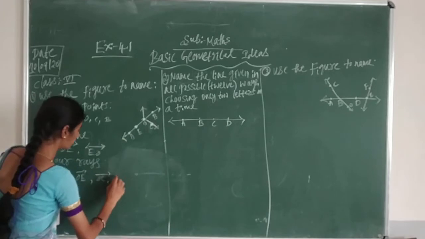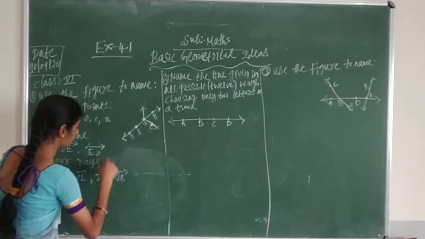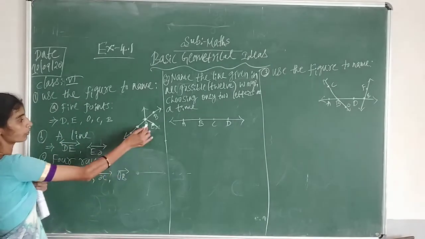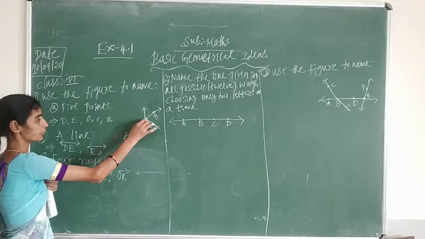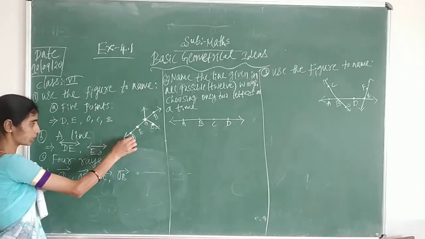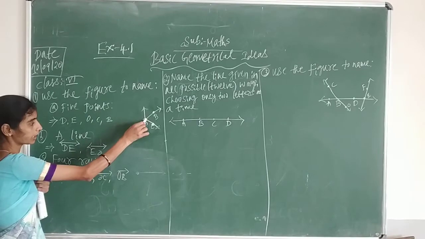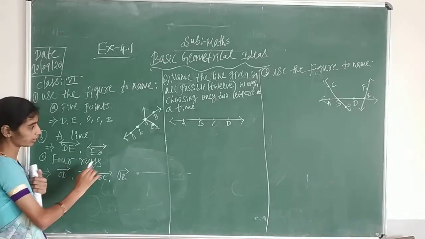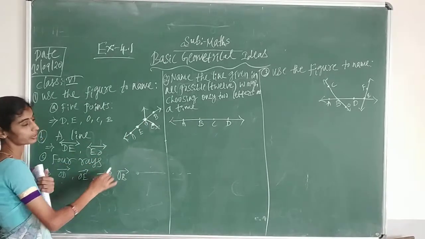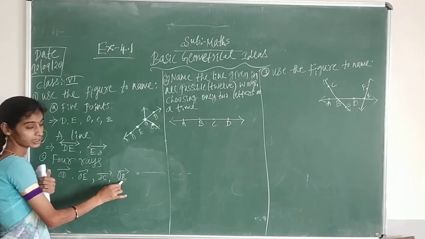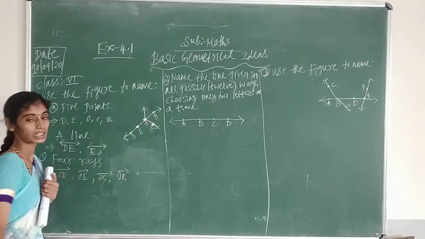Then OB is one ray. Now you have to take this as a fixed point. From O to D, you have to take one ray. Again O to P, second ray. Again O to C, third ray. And O to B, you can take again as the last ray.